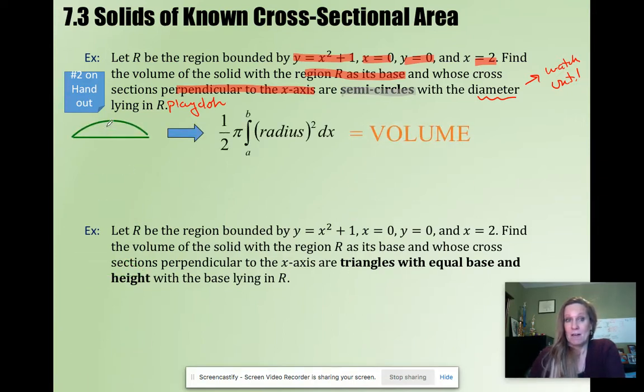The area of a semicircle is pi. The pi isn't there because I'm spinning, like it is with washers and shells. The pi is there because my shape that I'm building with is a semicircle. So pi r squared cut in half, and I'm going to sum all of those up. Since I'm perpendicular to the x-axis, I'm going to integrate with respect to x. These numbers are going to be x numbers, and my radius has to be in terms of x.